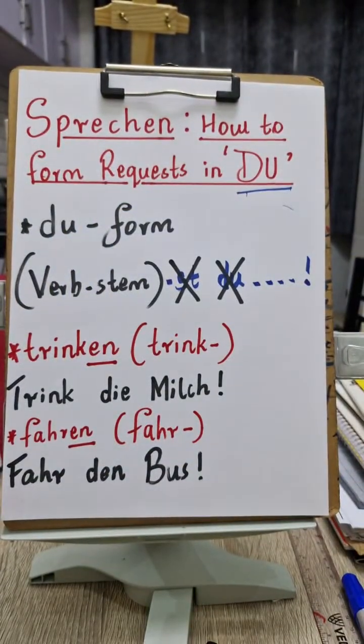All right? So you are seeing what is happening right here when I proceed to form my request in the du form. Majorly is for me to use the verb stem. The ending st is now removed entirely.